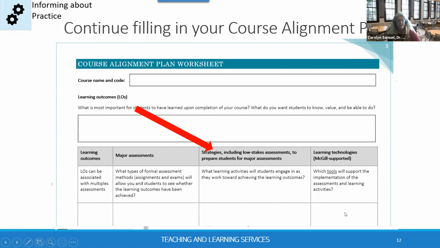Now, there's another column here that we haven't spent a lot of time talking about. We did address this in the afternoon session yesterday. McGill has a number of technologies that allow you to implement strategies in very creative ways. So as you do your planning, we would encourage you to be thinking about different tools that you might want to use to implement the strategies. And let me just see what's been put in the chat. Yeah, so we've got the links there to the course alignment plan and to a page that has a list of McGill approved tools for teaching and learning.